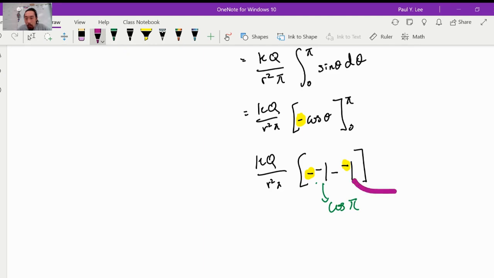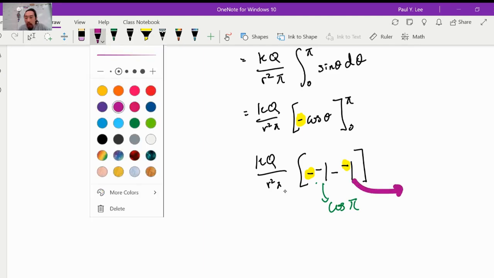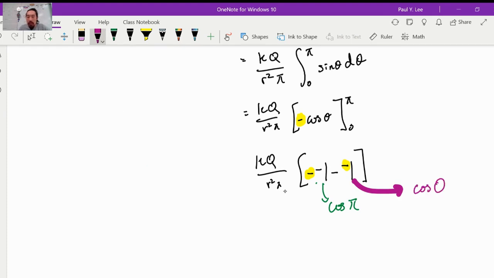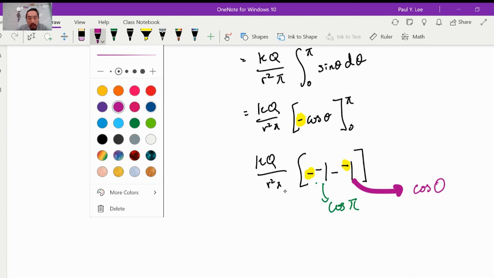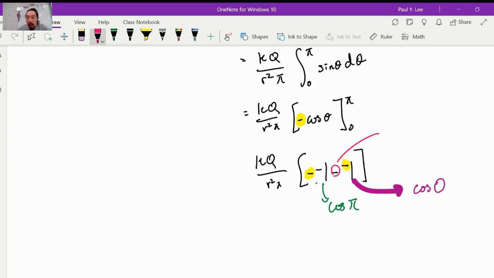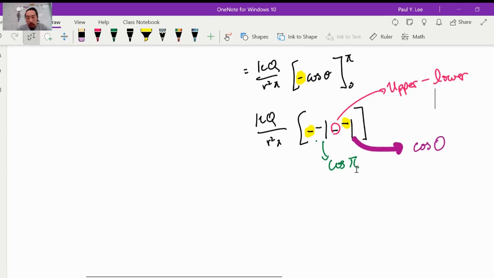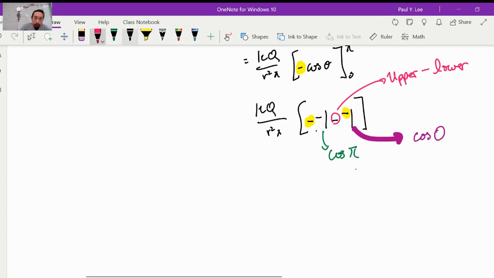And this 1 right there is from the cosine of 0. And this minus sign that we see right here, that's simply from subtracting the upper bound minus the lower bound. All right, so I broke that apart. There's a lot of negatives there, but as long as you're keeping everything straight, you should be fine. All right, so our final answer becomes k capital Q over r squared pi, and all that math in there simply turns out to be 2. So we get 2kQ over r squared pi.